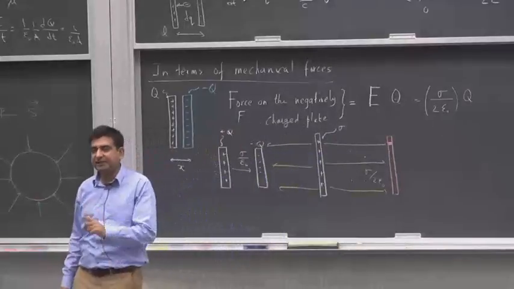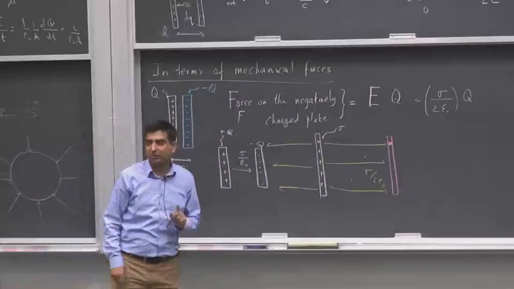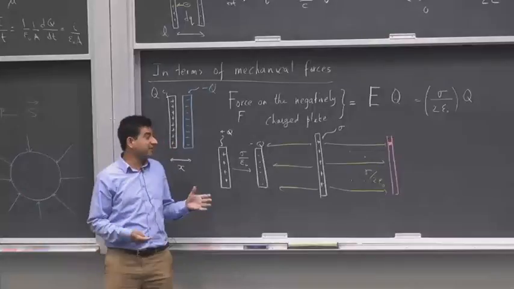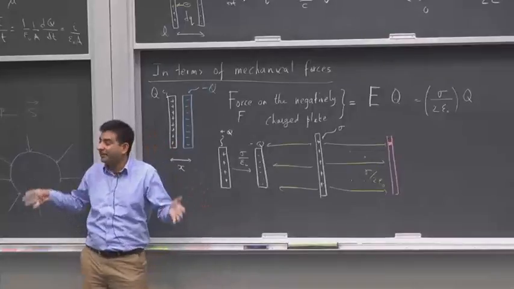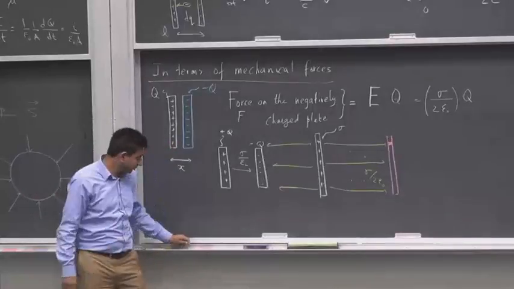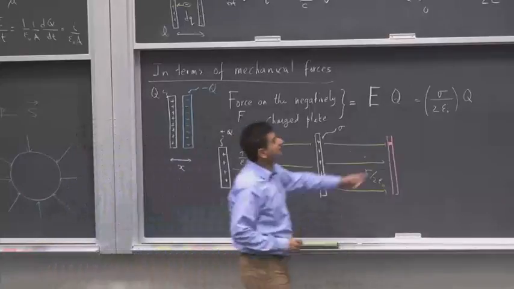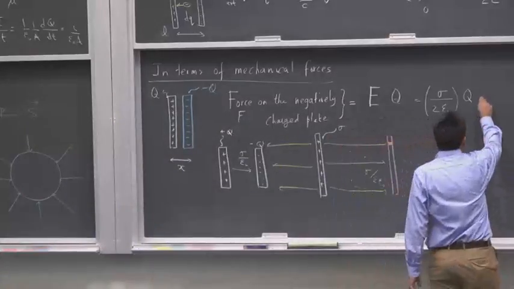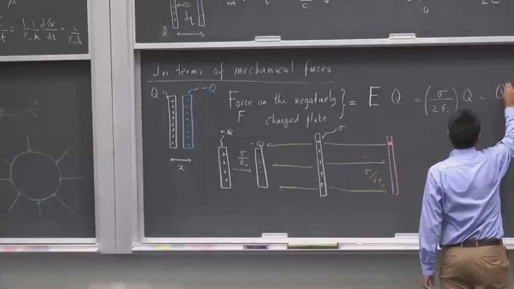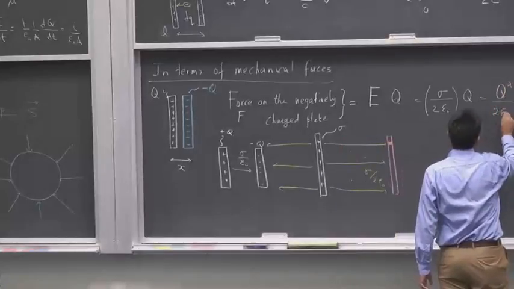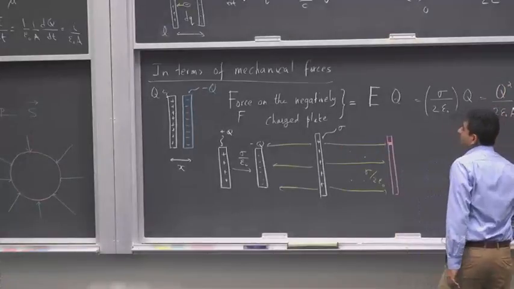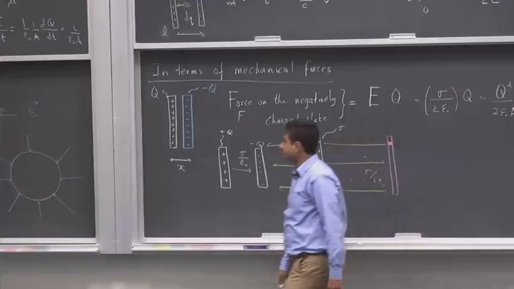It has to be described. It's not sigma over epsilon naught here. Even though the electric field, once the capacitor has been set up, is indeed sigma over epsilon naught. But here we have sigma over 2 epsilon naught. But sigma is just Q over A. So I have Q squared over 2 epsilon naught A. So this is the force on the negatively charged plate.